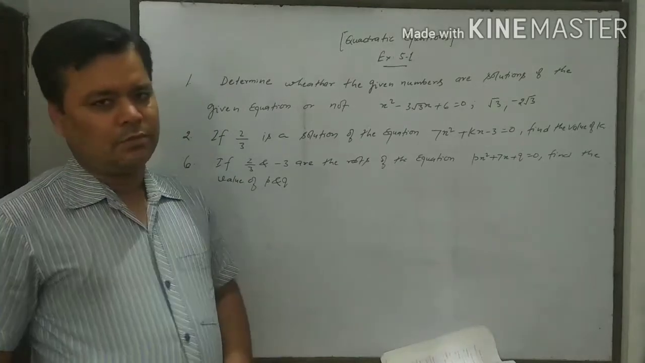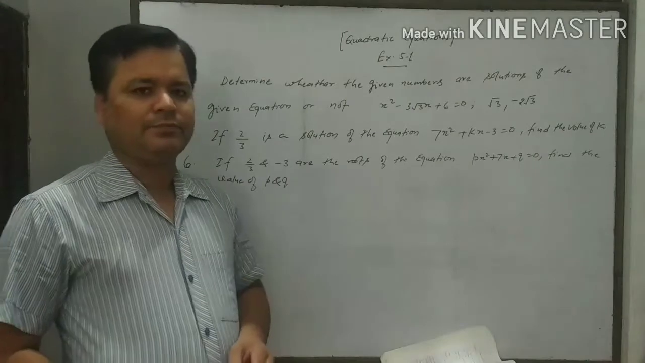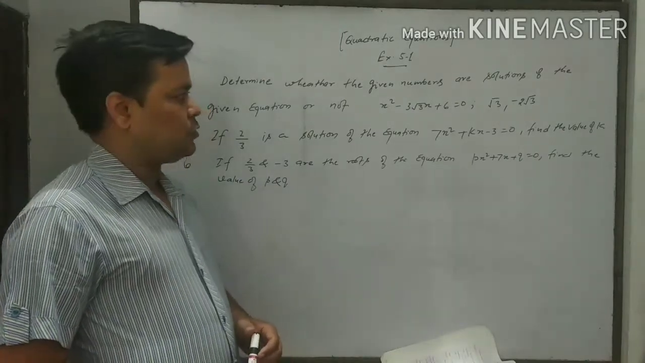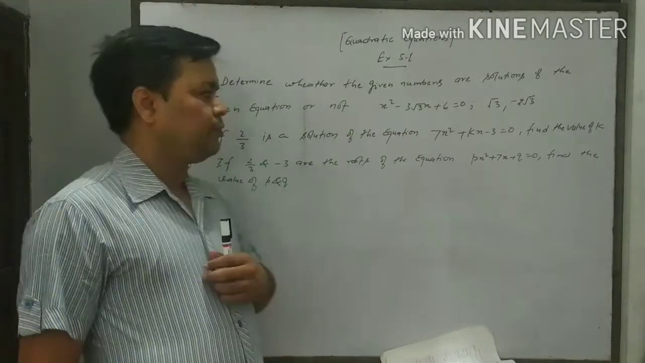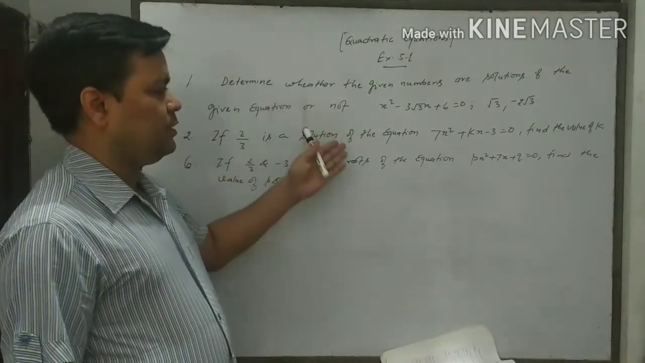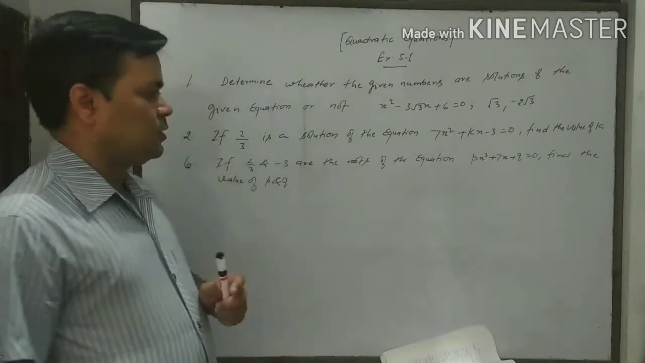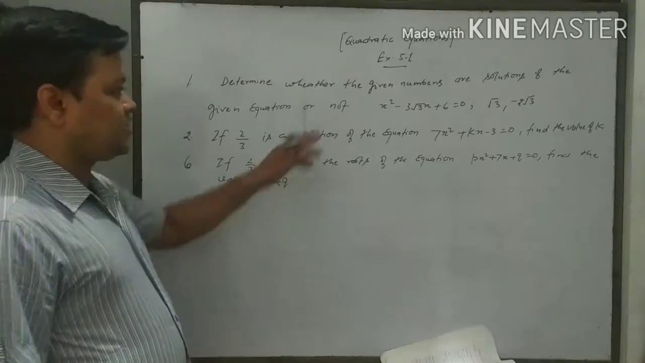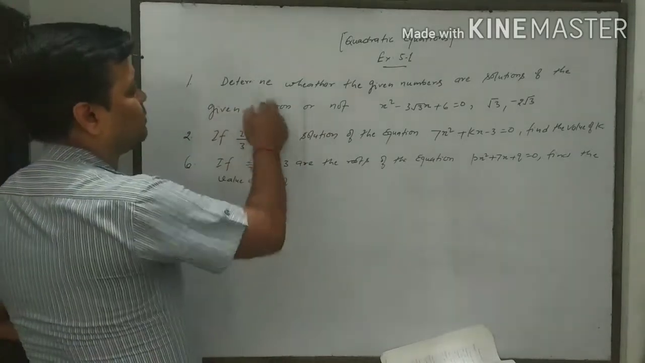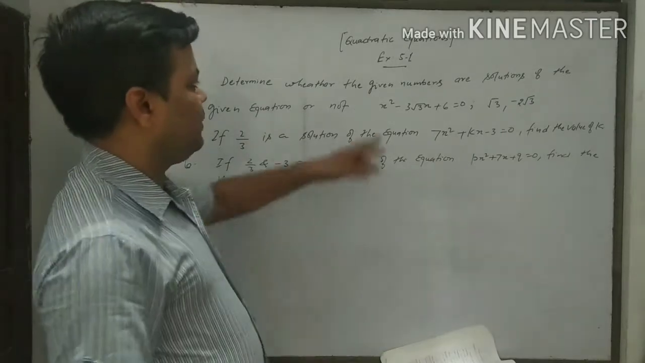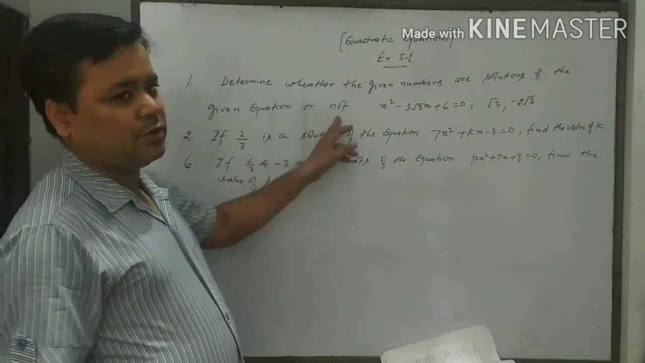Yesterday we discussed the introduction of the quadratic equation of chapter 5, and I also explained some questions related to exercise 5.1. Some more questions given in exercise 5.1 are mentioned here. It will be better if I explain them. Here the first one is: determine whether the given numbers are solutions of the given equation or not.